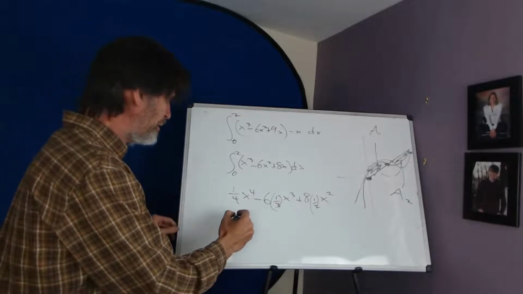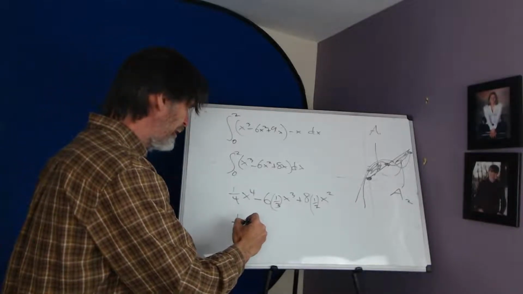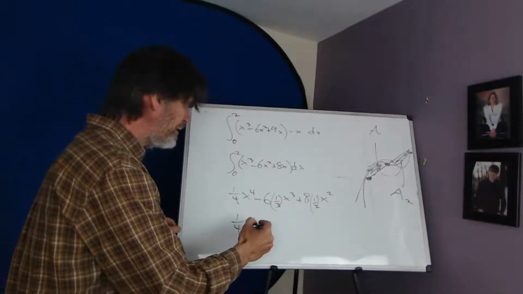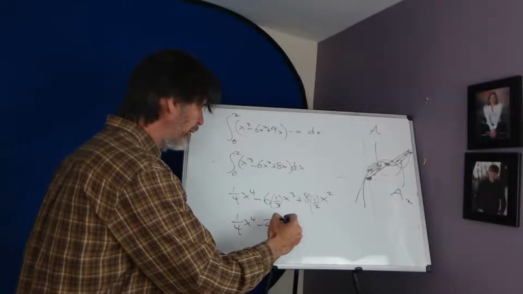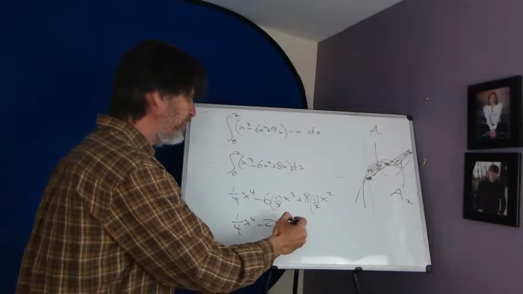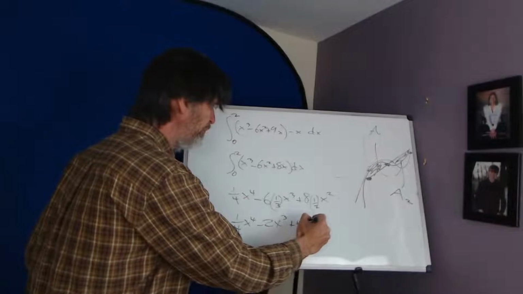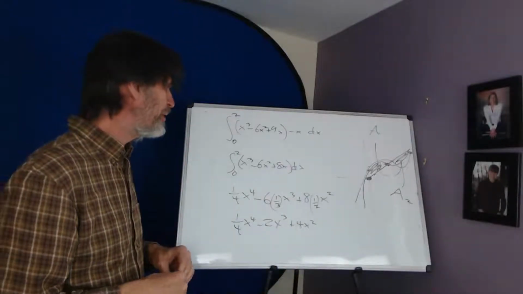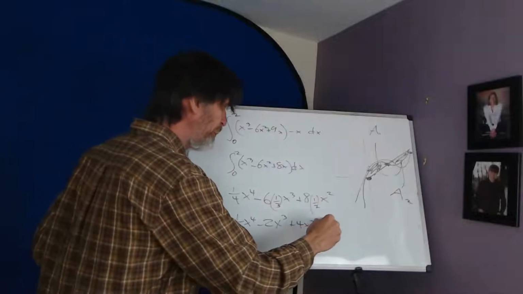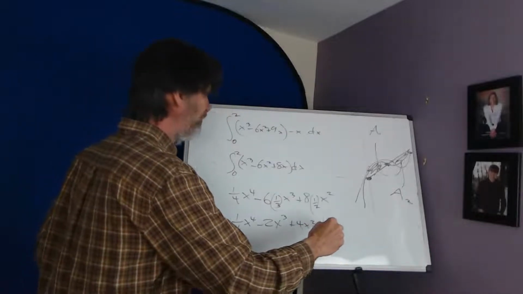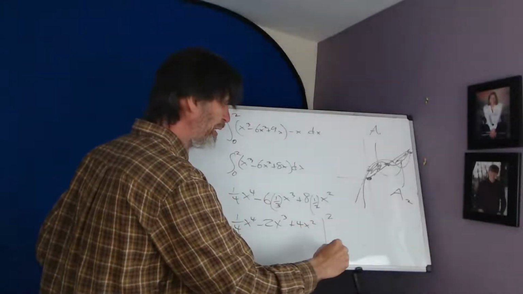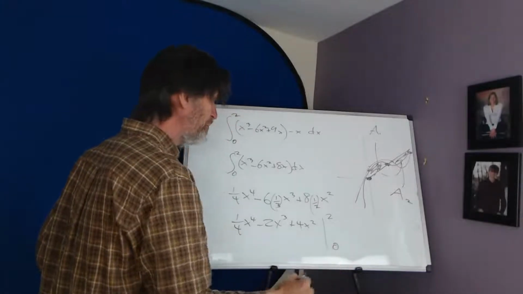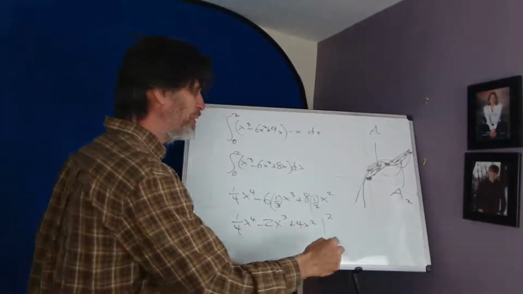And if I make this look as pretty as I possibly can, it's 1/4 x to the 4th minus 2x cubed plus 4x squared. So there, I've done all the work on the antiderivative. All of those use the power rule. I'm going to evaluate this from 2. I'm going to let you do that. I'm going to evaluate it from 0, and then we'll take the difference between the two.